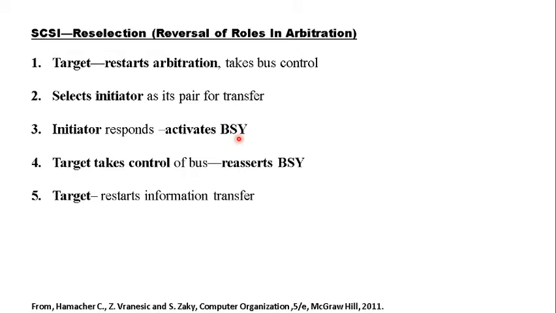Once the initiator responds and takes away whatever the target has conveyed, the target should be returned control of the bus so that it can continue with the remaining portion of the transfer. So once the initiator gets whatever it has to take from the target, control is given back. It reasserts busy and the target restarts information transfer. So this is how a normal SCSI operation happens.